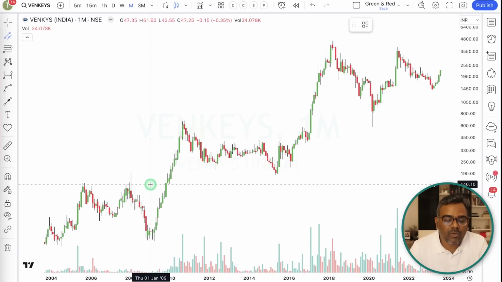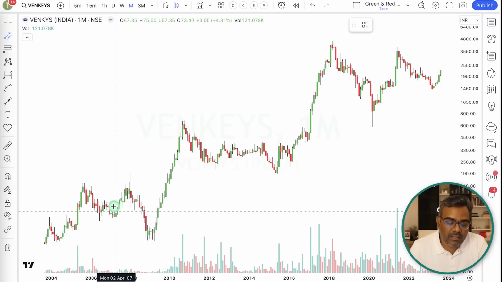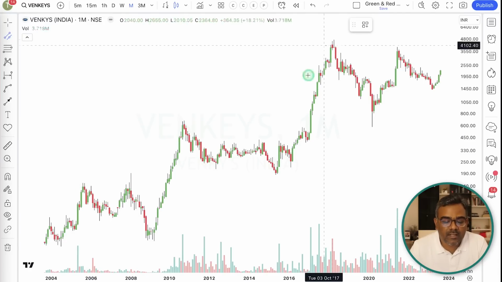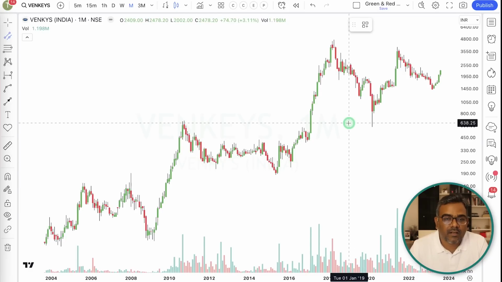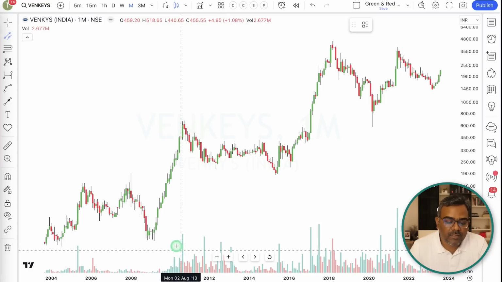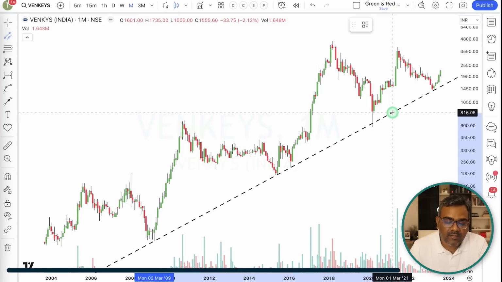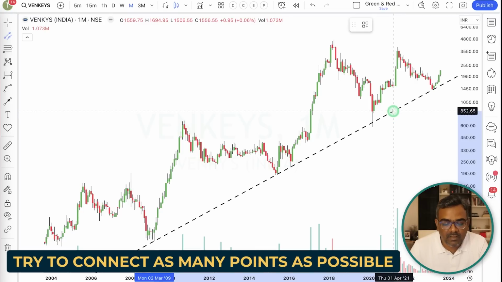Now here when you draw a channel, you have to look at the price points. In any stock, you will have points which are the highest points and points which are the lowest points. It takes some time for you to get used to drawing channels, but as a simple rule, what you have to do is take the lowest point over here and just drag this and try to connect this channel to as many points as possible.